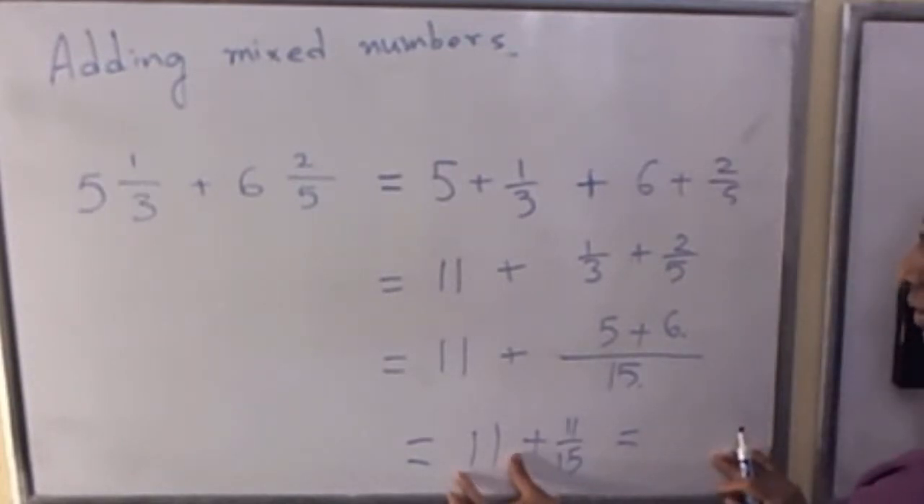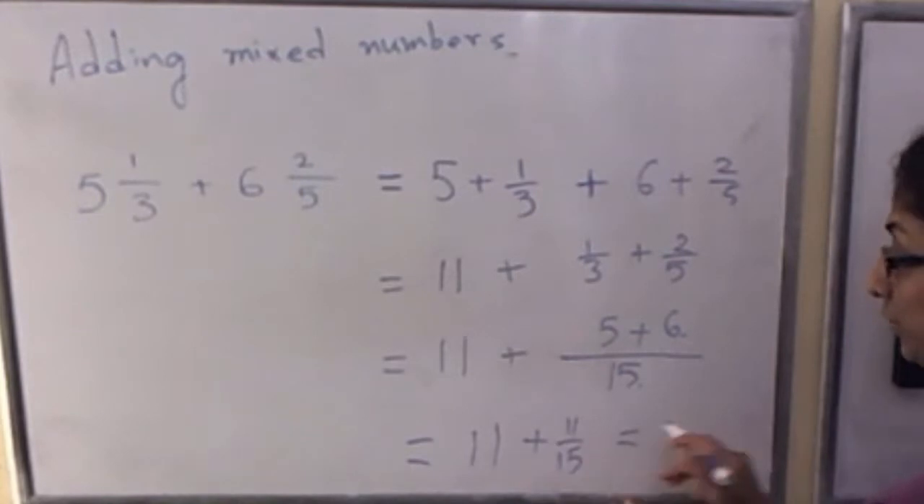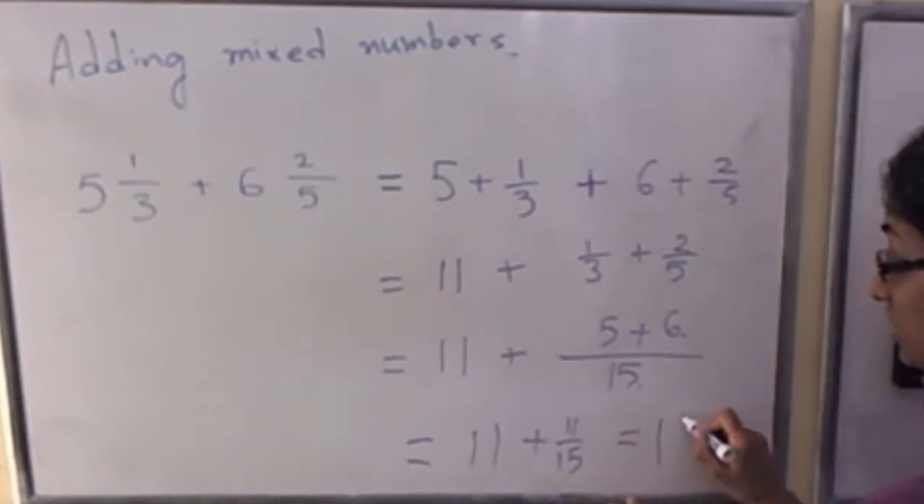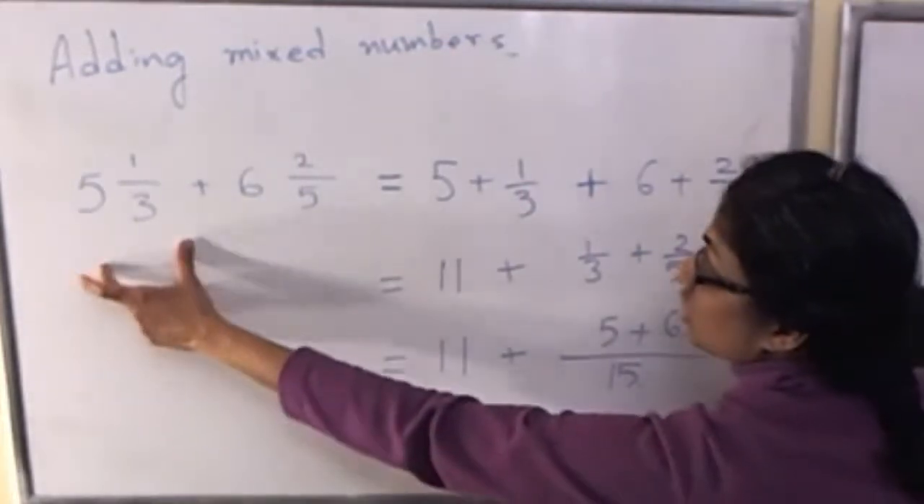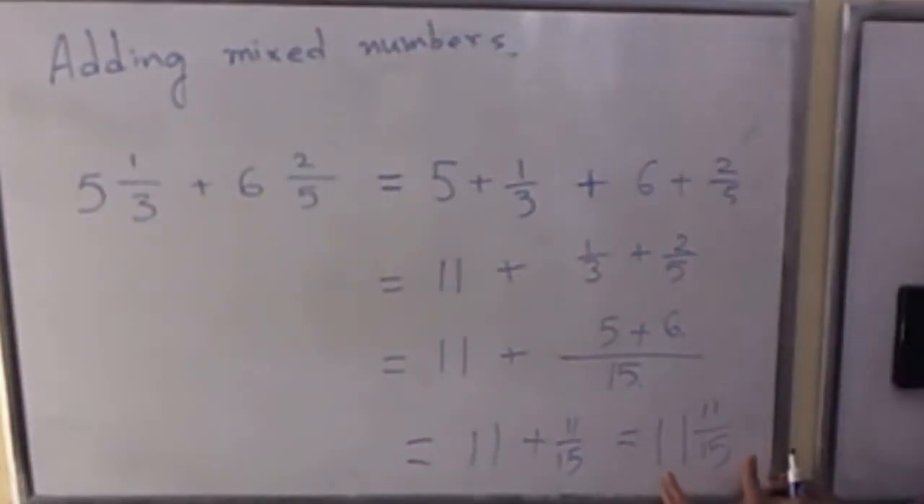And notice this is a whole number and this is a proper fraction. So we can once again condense it into this mixed number 11 and 11 over 15. So what we conclude is these two mixed numbers when added give us this mixed number 11 and 11 over 15. Let's look at another example now.